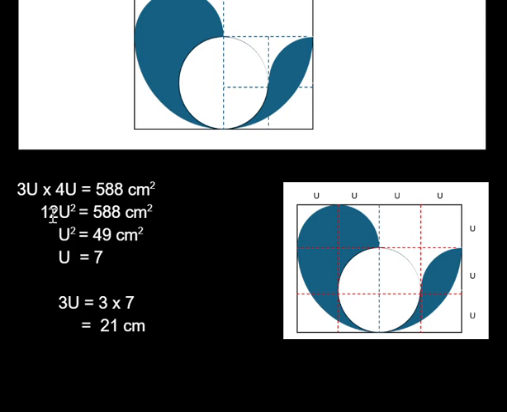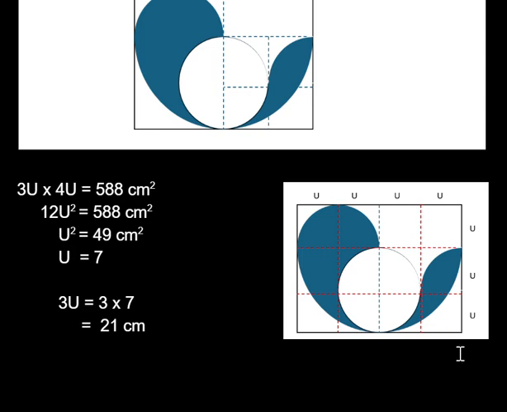So 3 times 4 is 12. u times u is u square. Okay, so 588. So u square is 49. So what is the square root of 49? It's 7. Why? Because 7 times 7 gives you 49. Okay, so the breadth of the rectangular paper is 3u. So 3u is 3 times 7, which is 21 centimeters.